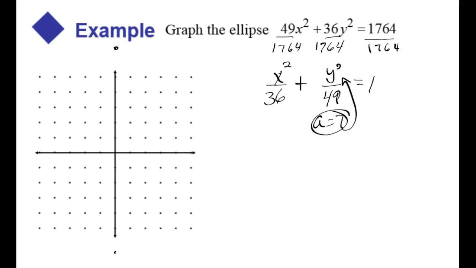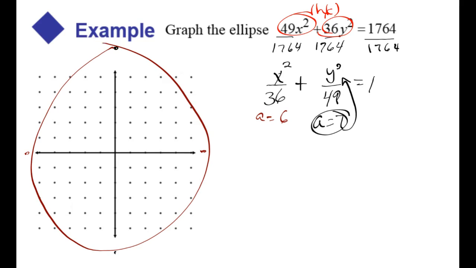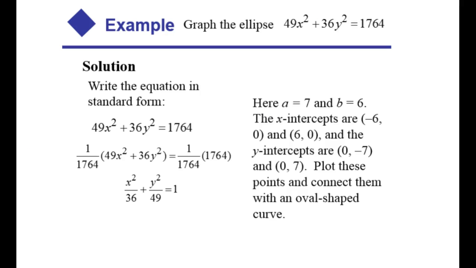Again, notice that it's centered around the origin because there are no H and K values. So I know that H and K is 0, 0. I'll show you a different example of that in a moment. But I also see that B equals 6. So I'm going to go 6 to the right and 6 to the left. So again, my graph is a little bit off on this.